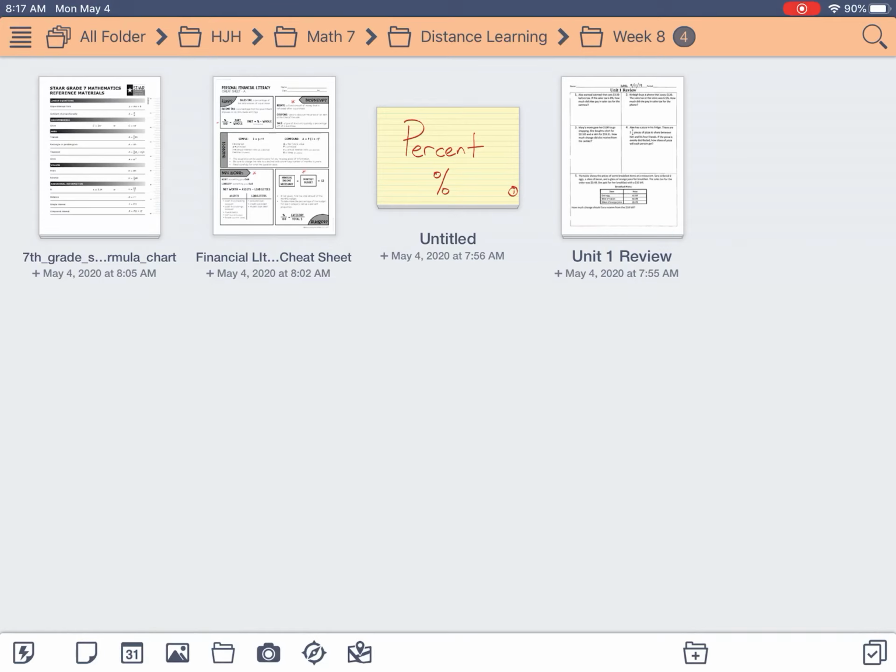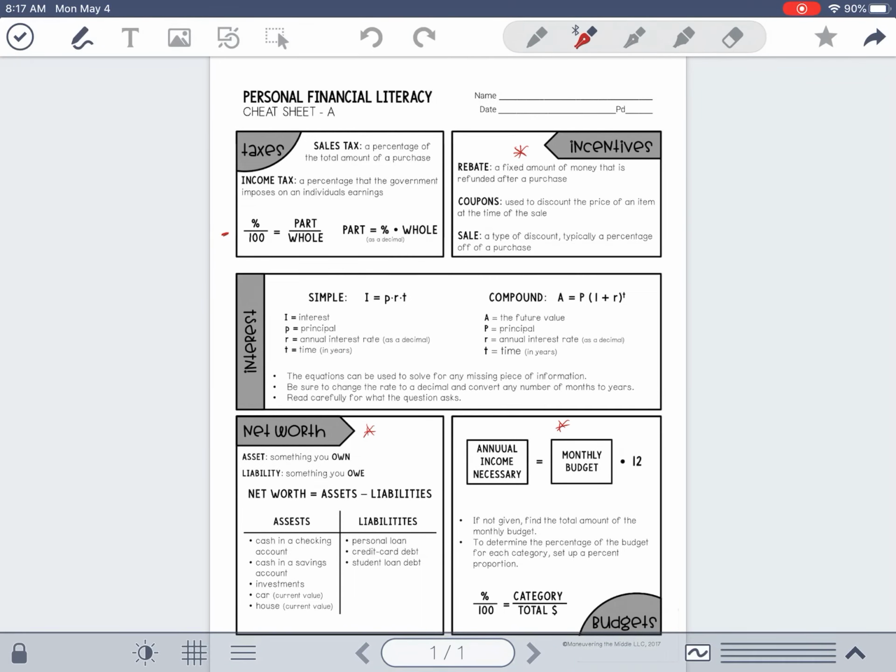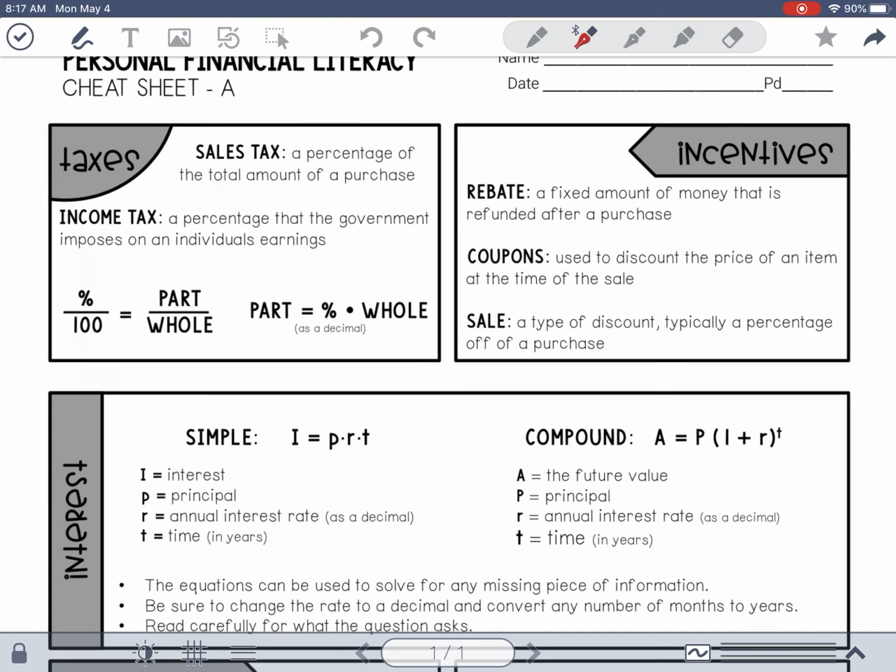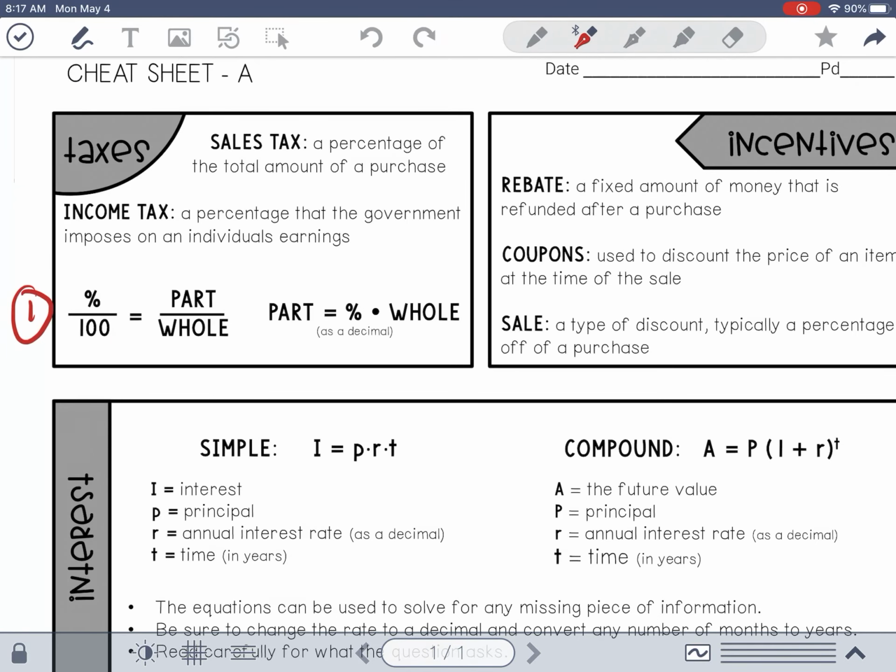Okay, we're looking at week 8 now. This is week 8, and we're going to be talking about quite a few things. Financial literacy is what we're looking at. I'm going to have 5 videos this week. And the first thing I'm going to start with is percentages, which will be video 1.